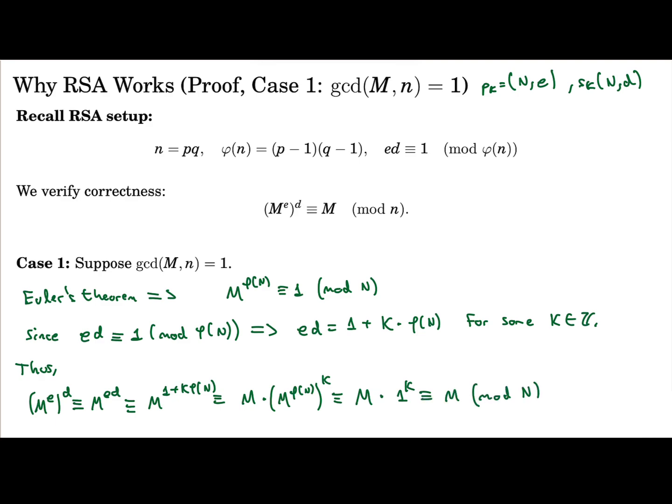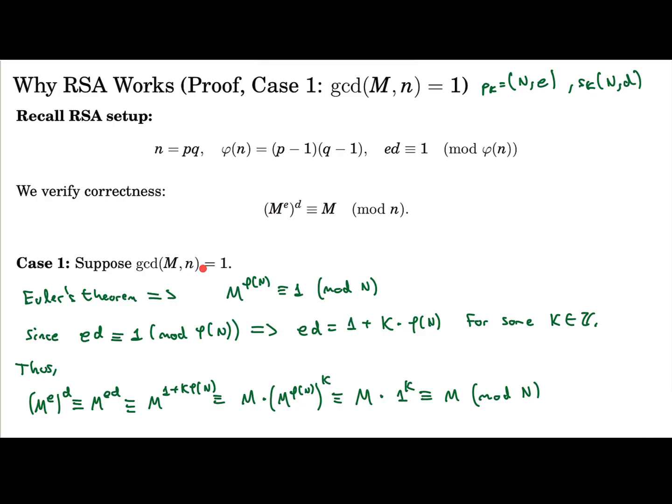So with this, we showed that if Alice is sending any message where the GCD with n is 1, so any message that is coprime with n, it will decode correctly. So Bob will be able to decode by just taking the d power of whatever he received. But let's show that this will be true even when this doesn't happen.